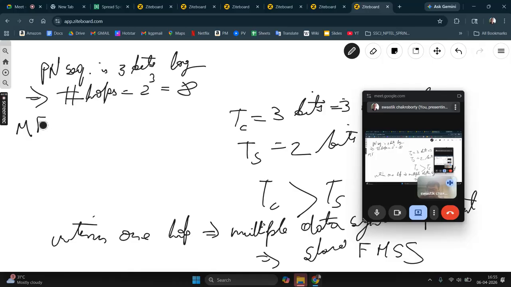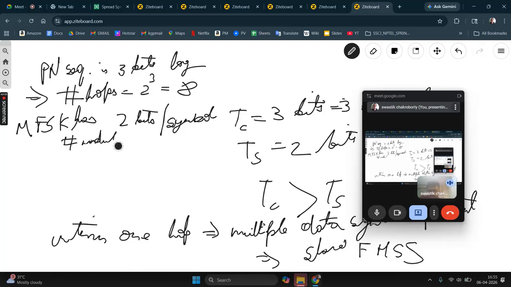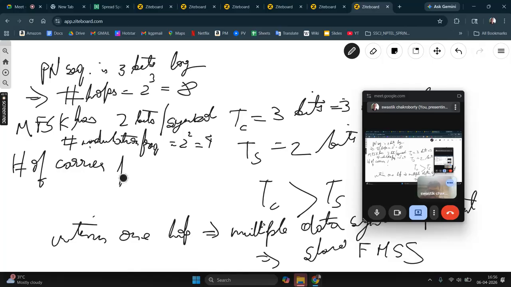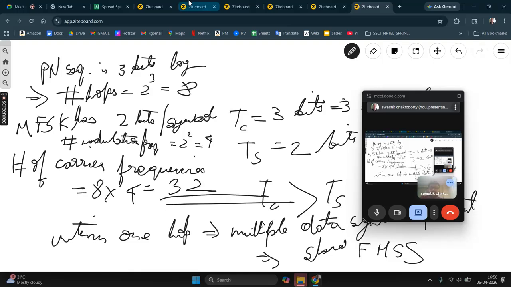Now MFSK has 2 bits per symbol, so the number of modulation frequencies is 2 to the power 2, that is 4. Now a combination of one hop and one modulation frequency together will create one unique carrier frequency. So the number of carrier frequencies is 8 into 4, all combinations of the number of hops and the number of modulation frequencies. So it is 8 into 4, which is 32. So there are 32 possible carrier frequencies.